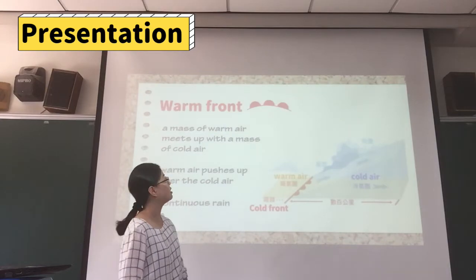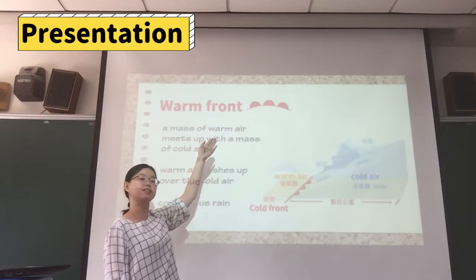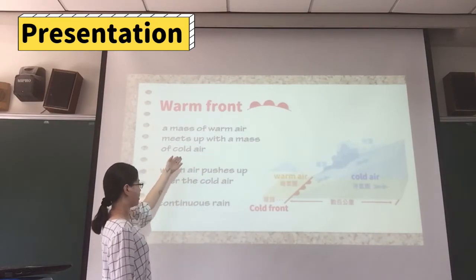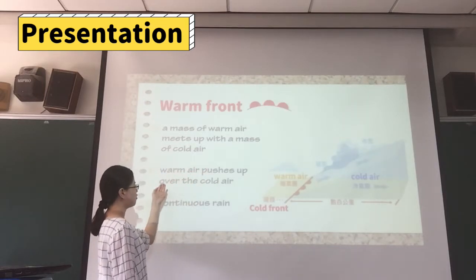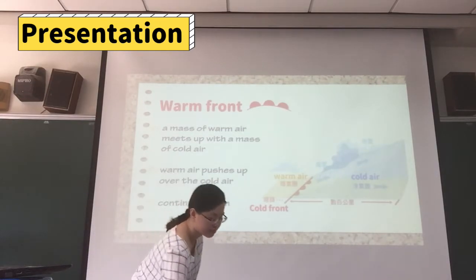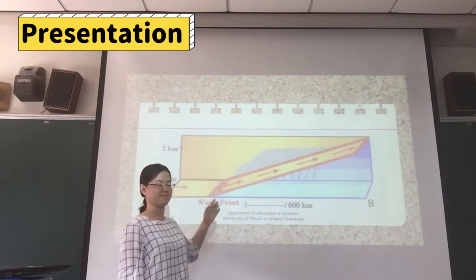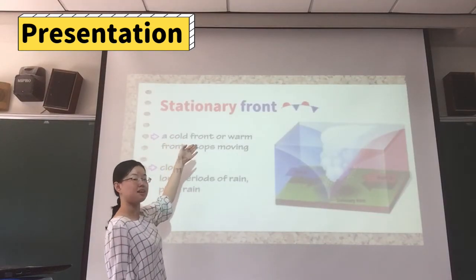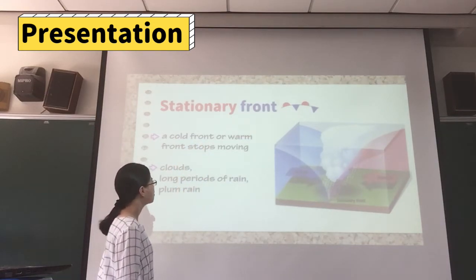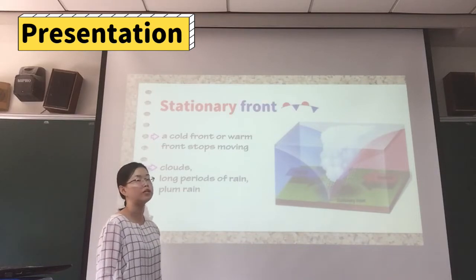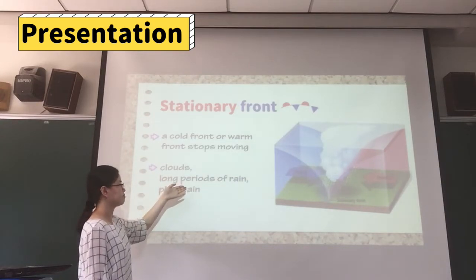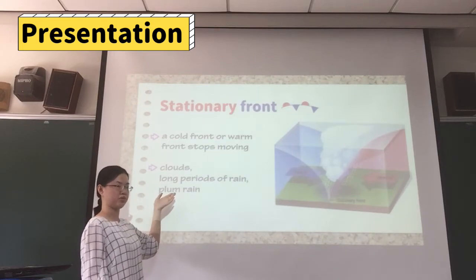Okay, the next one is warm front. Everyone says warm front. This happens when the warm air meets the cold air, and then the warm air pushes up over the cold air. It brings continuous rain, just like the pictures. Then, stationary front. Everyone says stationary front. This happens when the cold front and warm front stop moving or move slowly. And it brings clouds and long periods of rain, which is called plum rain.